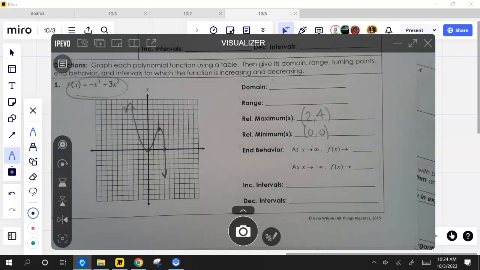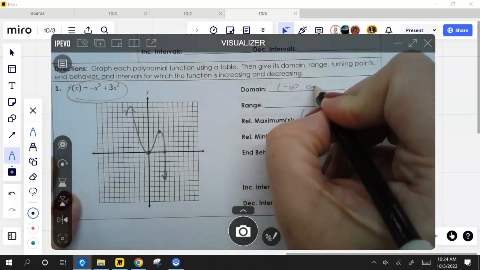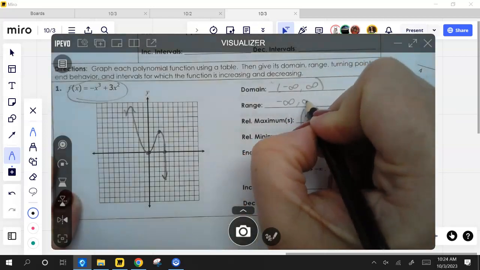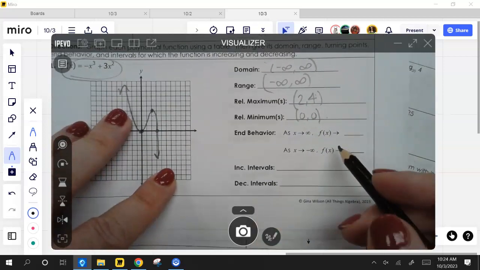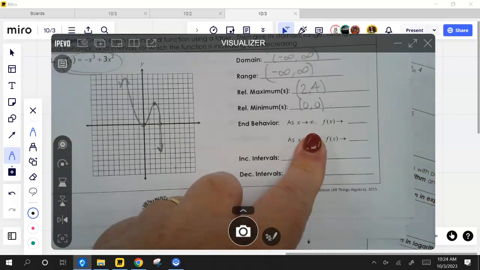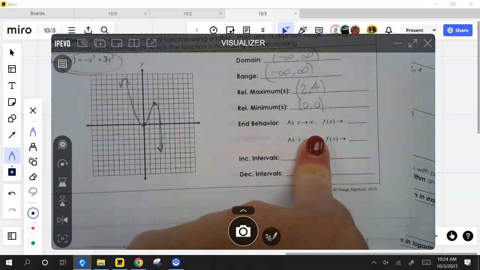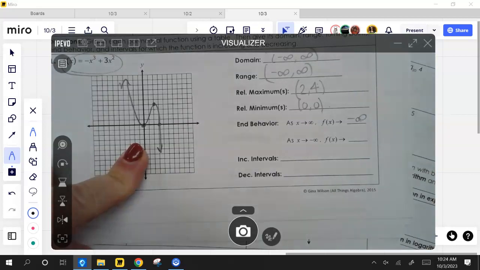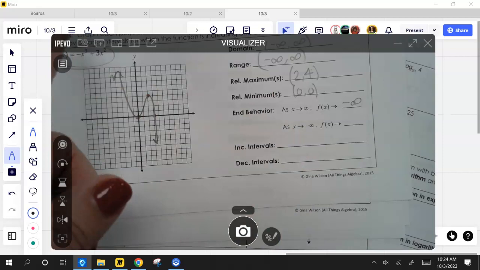What is the domain of this? That's exactly right. How about the range? Negative infinity to infinity. I've got my maxes and mins. I already did that whenever I calculated, right? So now, how about end behavior? As I approach positive infinity, so on the right side, what is the graph doing? It's going down, right? Negative infinity. How about as x goes negative? It's going up. It's positive.